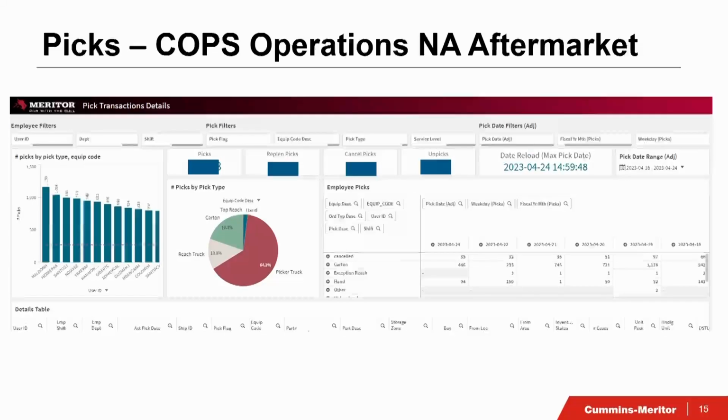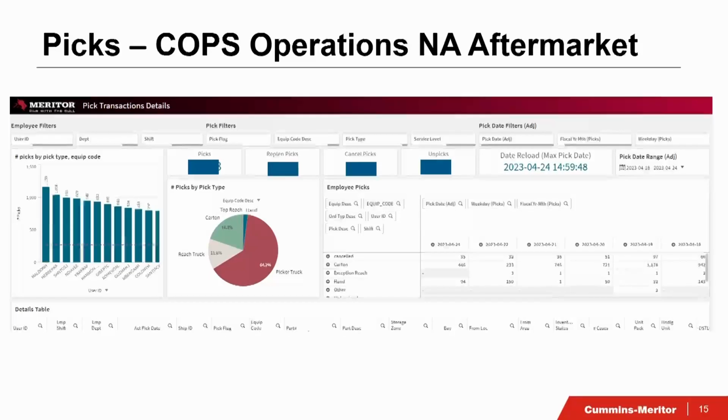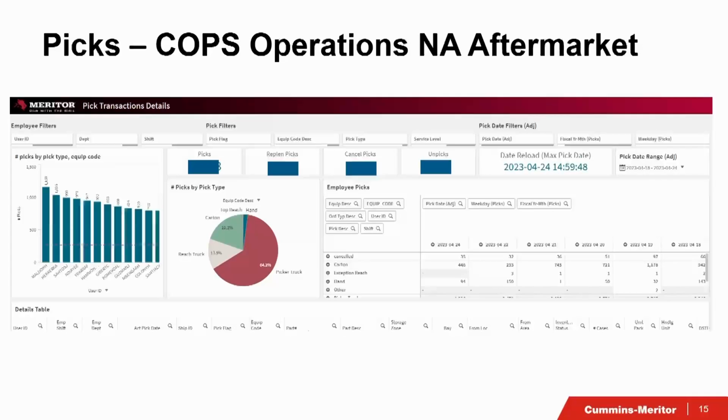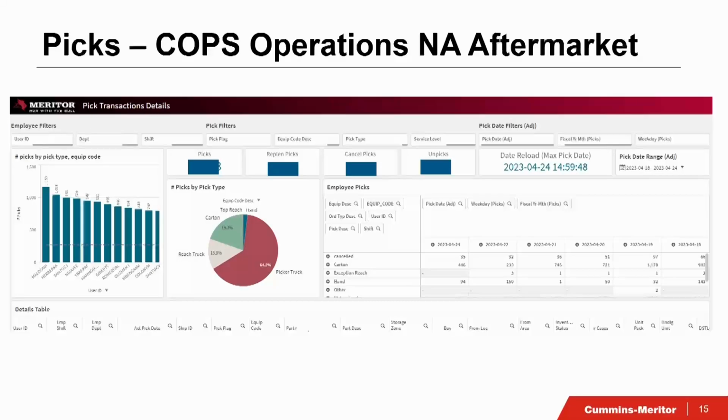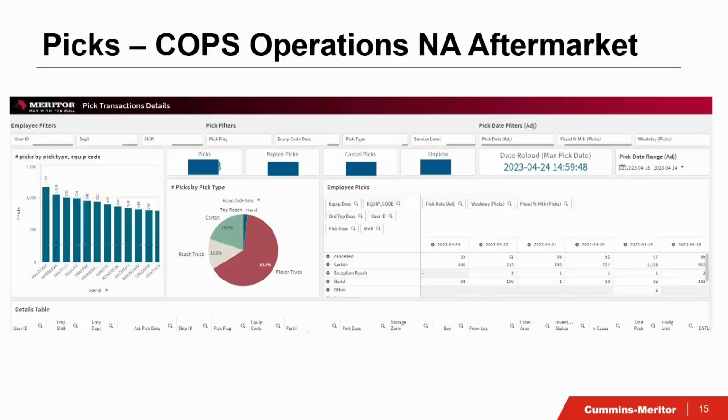It provides transactional details on picks for customer operations. And right now, the people who are most using this are the managers, operational leads, and the team leads. And they're able to drill into the type of picks, the location of those picks in the details table, as well as in the pivot table.